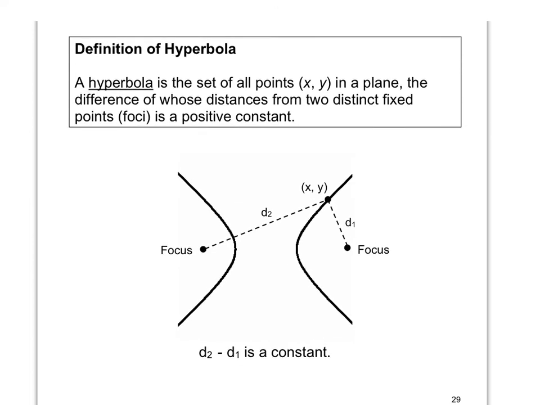This is a picture of a hyperbola. It's a set of all points such that if I measure the distance from one focus to a point on the branch, and I measure the distance from that same point to the other focus, the difference between those two will be a constant, always the same. Now you'll notice that we have two branches on a hyperbola, and that's different than what we've had before.